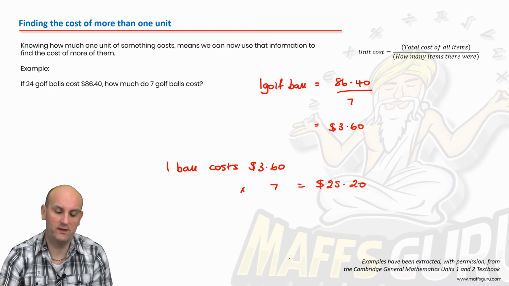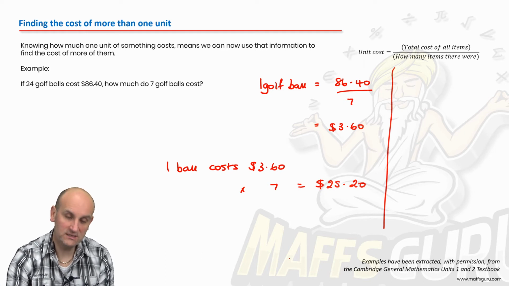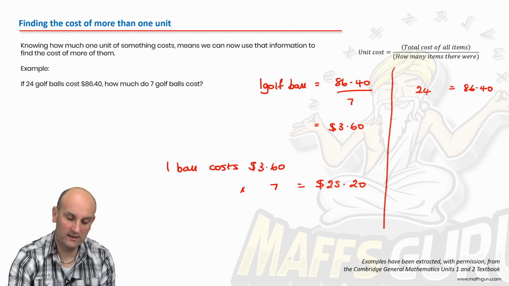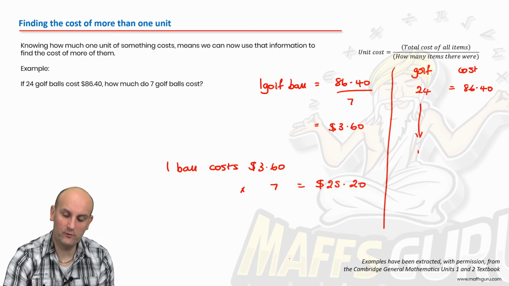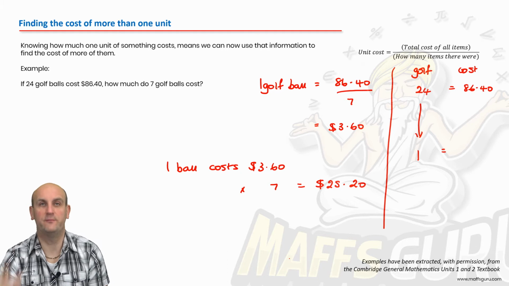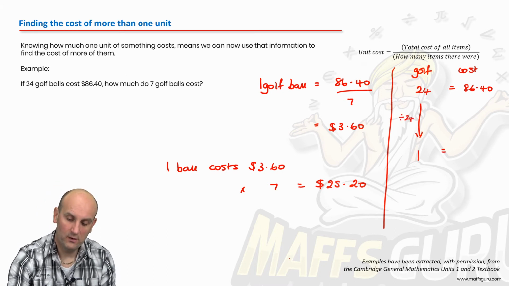Now, there are other ways of working this out for the unit cost. I tend to do it in a slightly different way. So if I draw a line down here, I actually put it as equals. And I say, well, okay, I've got 24 golf balls is equal to $86.40. Okay, so I say golf and cost. Now, if I want to find one golf ball, I've got to get from 24 to 1. And the only way I can get from a number to the number 1, other than subtracting 23 in this case, but we don't do that, is divide by itself. So I'm going to divide by 24, which means I have to do the same there and divide by 24.